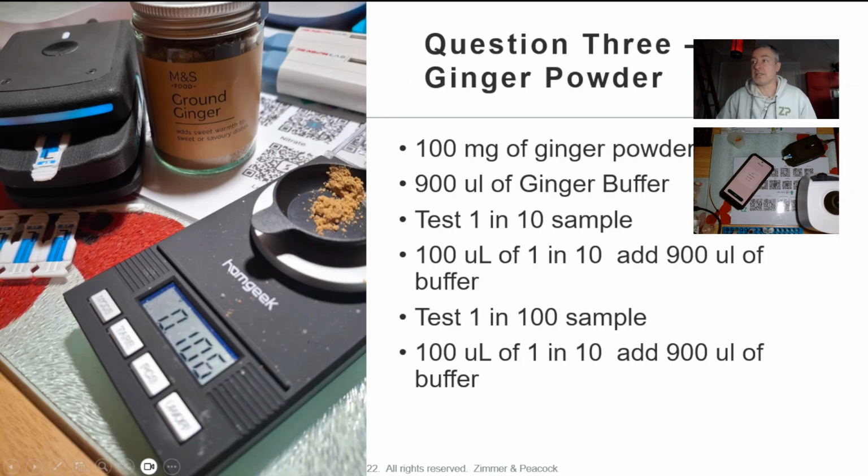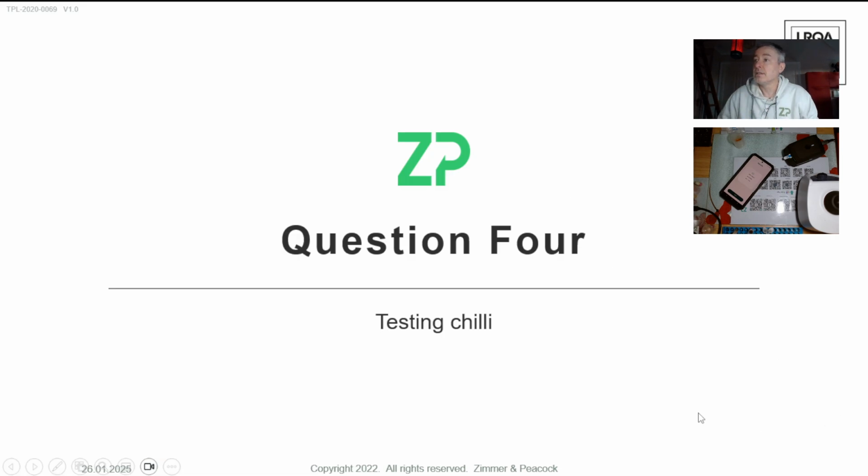So in the end, in order to test a ginger powder, I ended up doing what's called a 1 in 1,000 dilution. It's really important to vortex throughout that process, otherwise you're going to end up not having homogeneous samples when you're actually either testing or sampling.